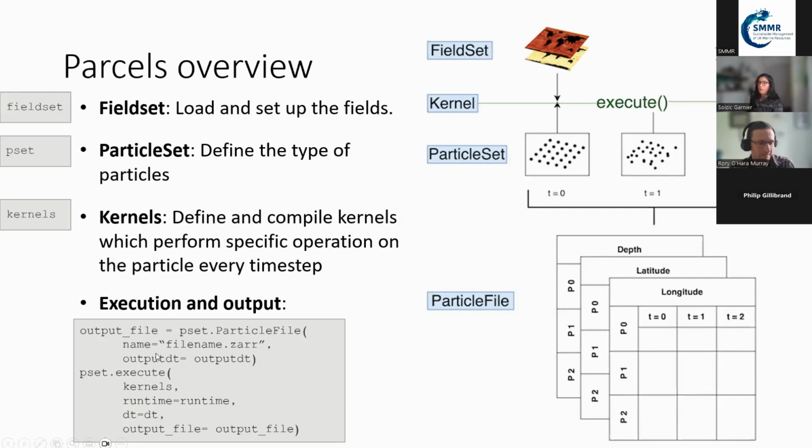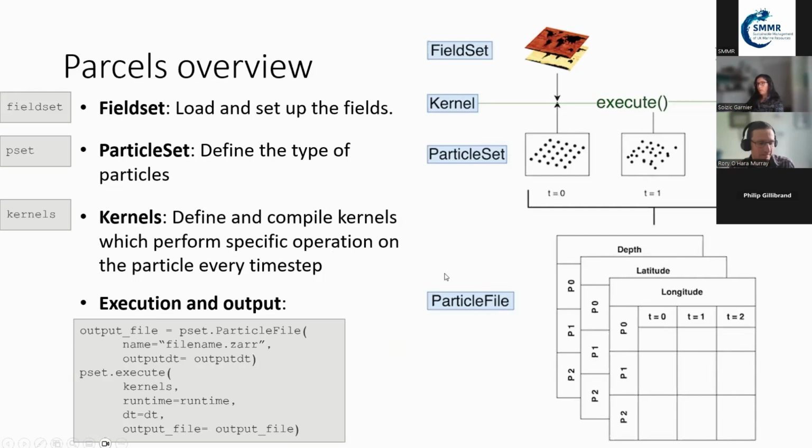And then the second argument is the time step at which you're going to save your output. And then you just have to execute, with the execute method, your particle set that you previously defined. And it needs to take as arguments the list of kernels you're going to apply at every time step, the runtime of the simulation, so how long the simulation will last, the time step for the simulation, and if you want to save the results in an output file, here you provide the output file object you've created previously.